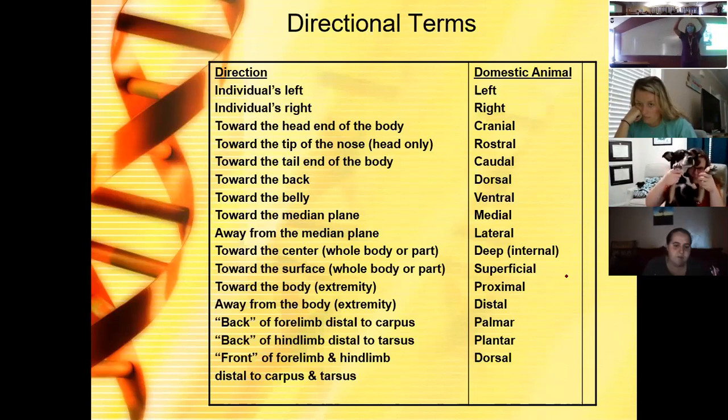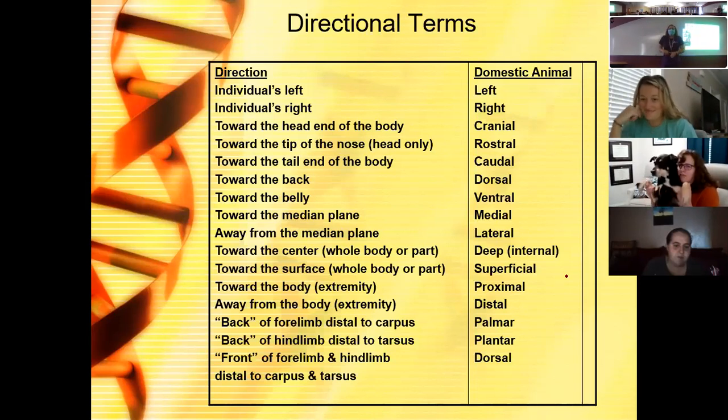Rostral. Caudal. Dorsal. Ventral. Medial. Lateral. Deep. Superficial. Proximal. Distal. Palmar. Plantar.